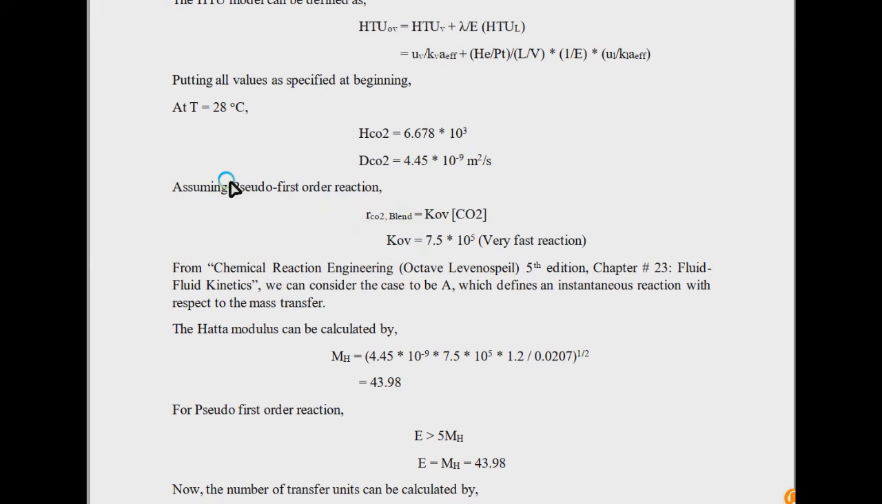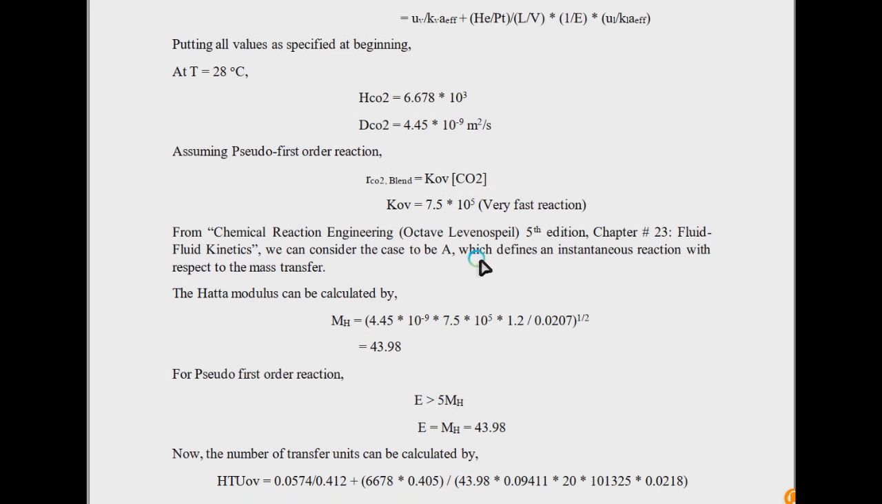So first of all, I have to assume a rate kinetic, like I have a very large amount of solvent compared to the CO2. So it is assumed that it is a pseudo first order reaction based on the concentration of carbon dioxide only. From the reaction constant that has been collected from the literature, we can see it is a very fast reaction because the reaction coefficient is very large, and the ranges are defined in Octave Levenspiel, edition 5, chapter 23, fluid kinetics.